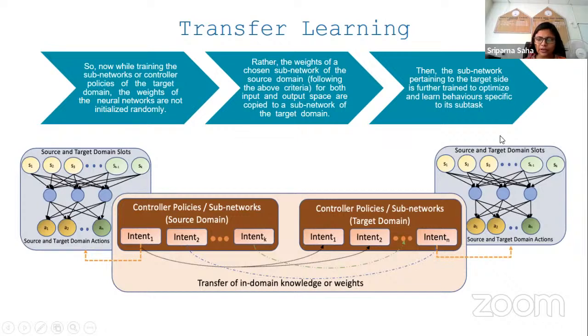Now, instead of each intent having its own policy network, while training the sub-networks of the controller policy of the target domain, the weights of the neural networks are not initialized randomly. Rather, we are borrowing the weights from the source domain. The weights of a chosen subnetwork of the source domain for both input and output space are copied to a subnetwork of the target domain. Then the subnetwork on the target side is further trained to optimize and learn behavior specific to the subtask. This way we can improve the convergence.